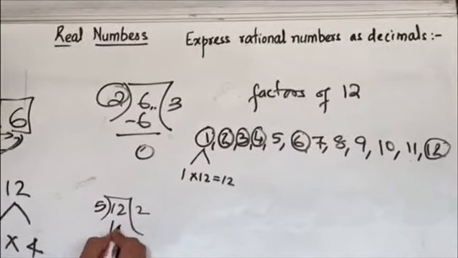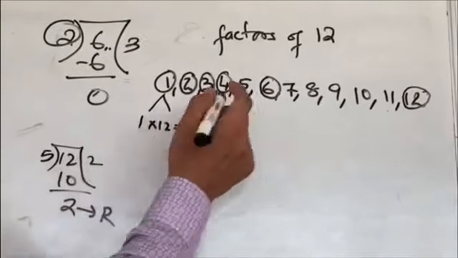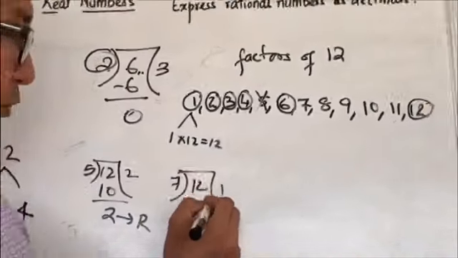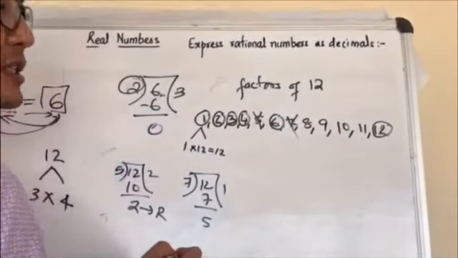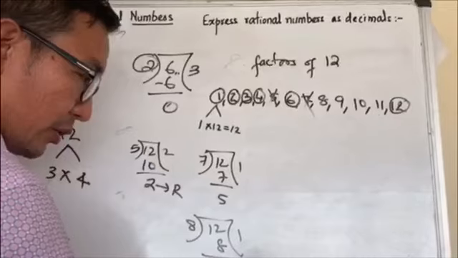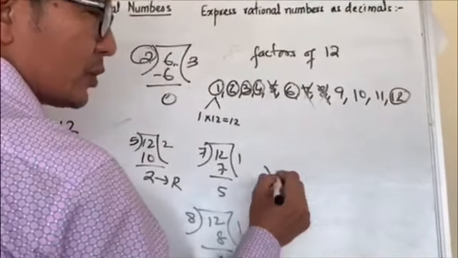Remainder is there, so 5 is not a factor. Next 7: 1 7 is 7, remainder is 5, so 7 is not a factor. Next 8: 1 8 is 8, remainder 4, so not a factor. Next 9.